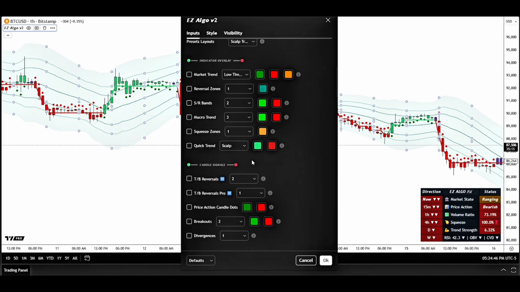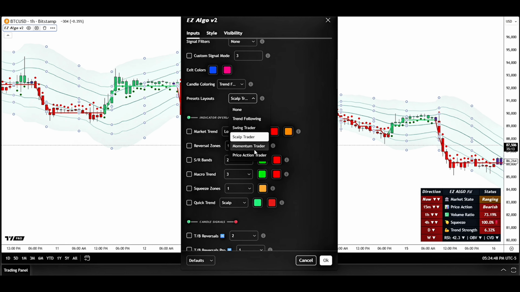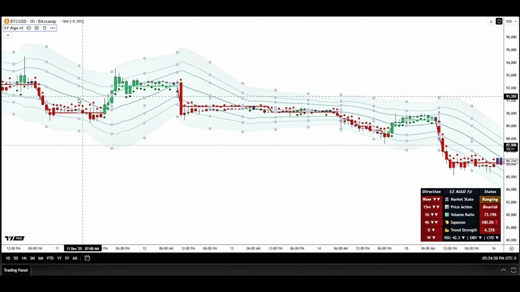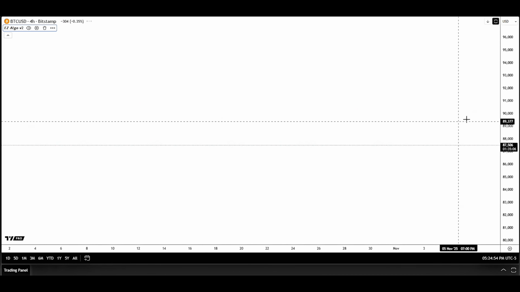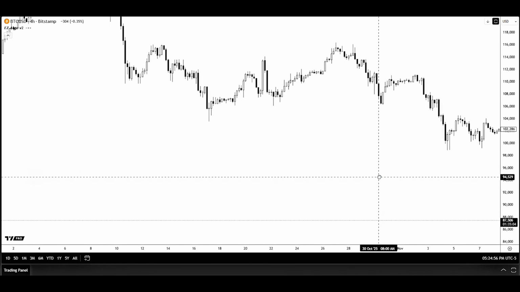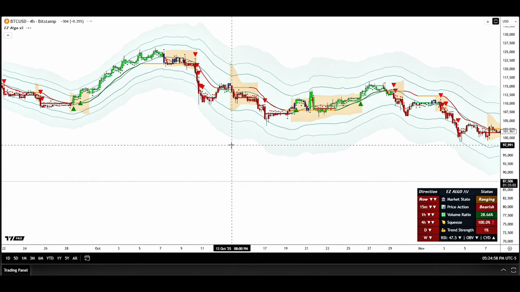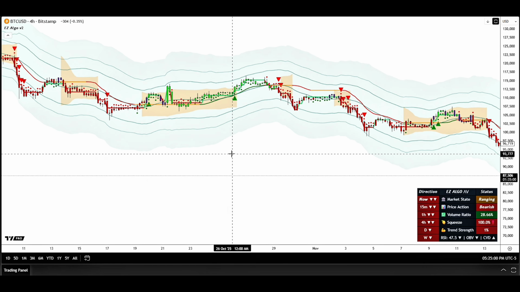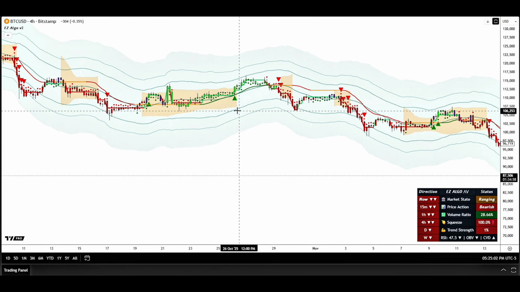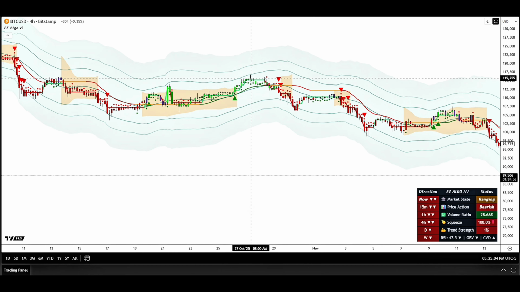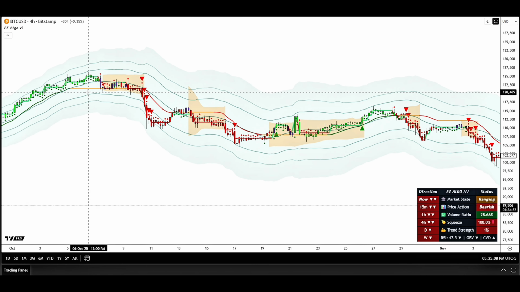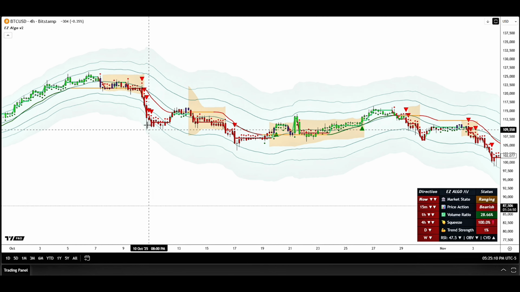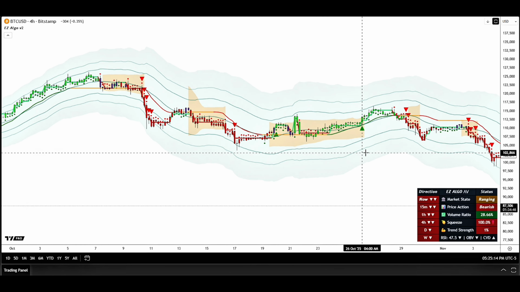All right, so next for our presets, we have our momentum trader. I'm going to switch time frame here. Let's take a look at a different time frame. And that's going to give us our ranges. It's going to give us basically a lot of the same indicators we had for the scalp mode. We now have our market trend line. We have our momentum arrows. We have the squeeze zones.